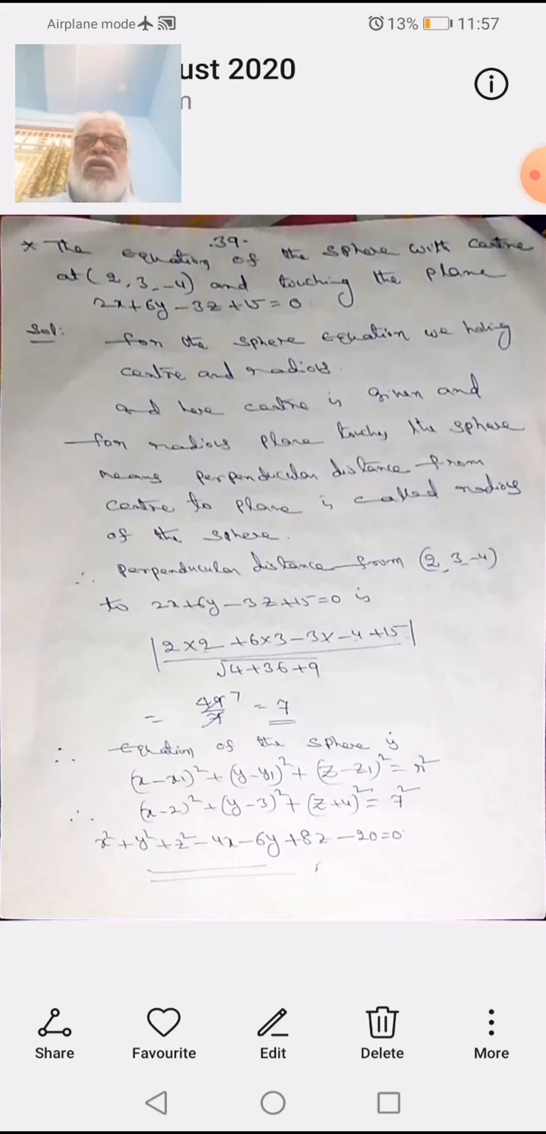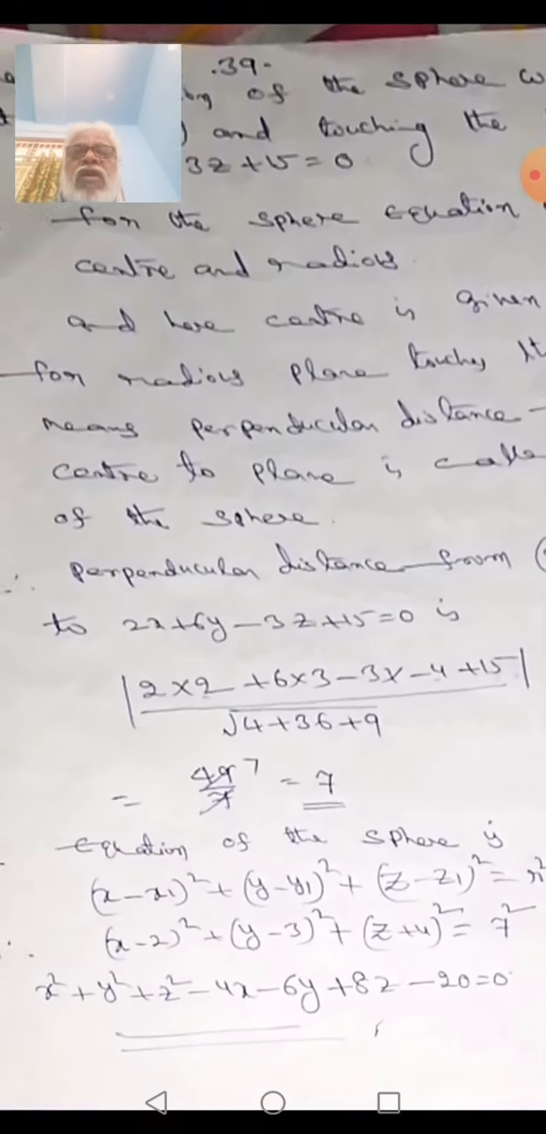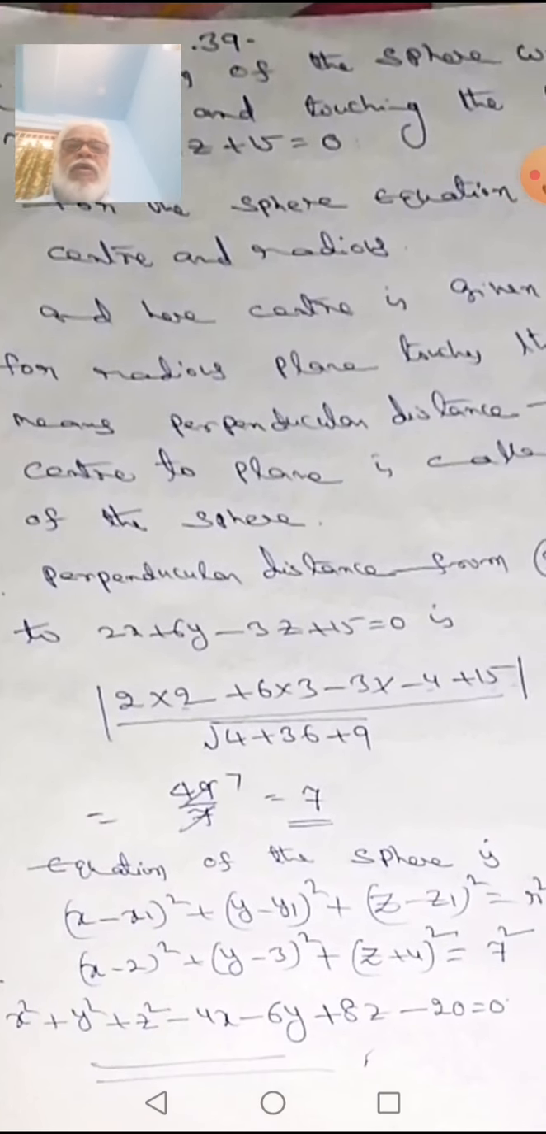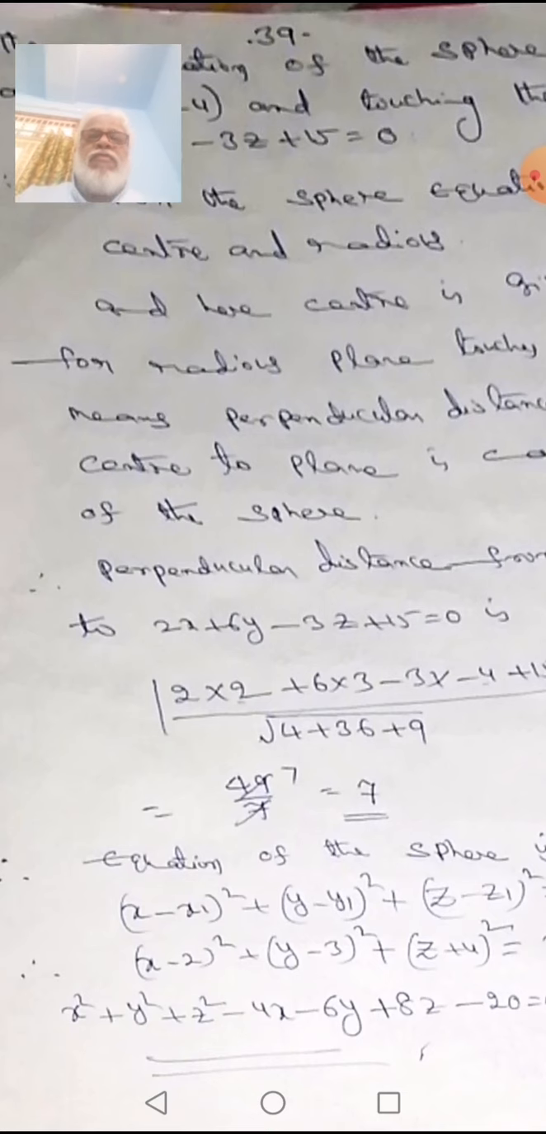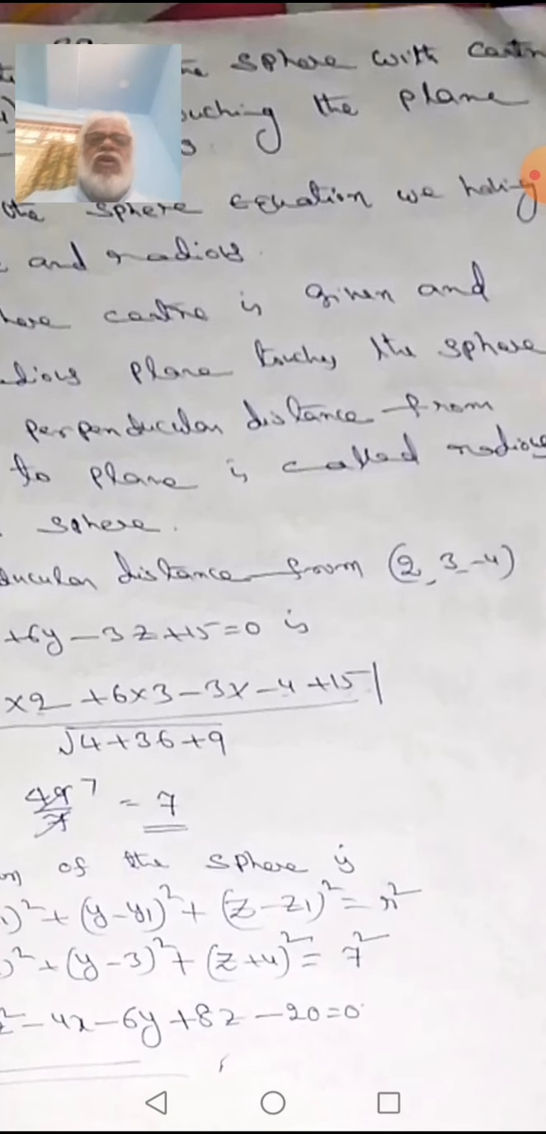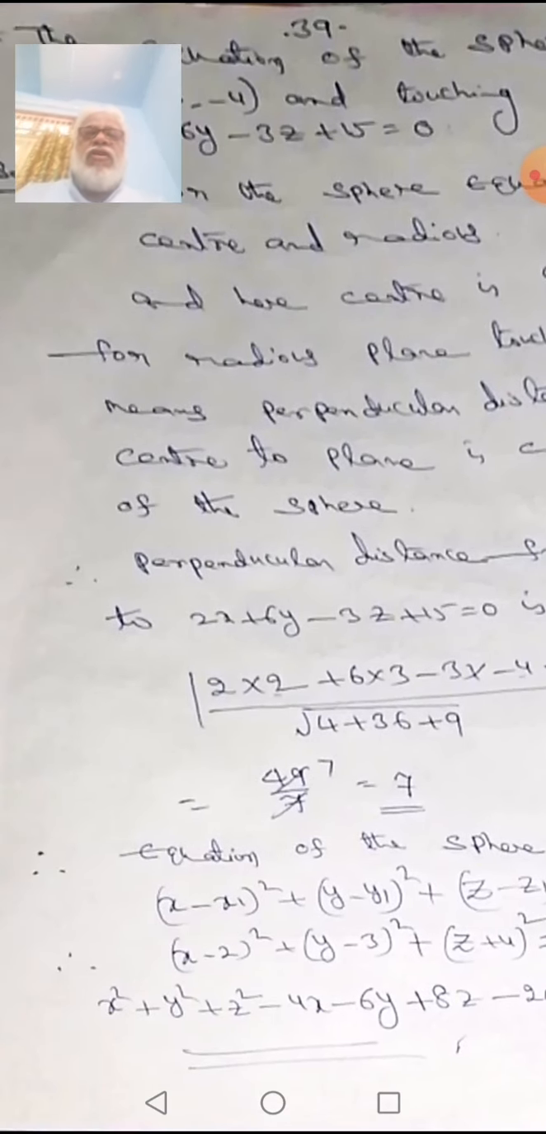Here the center is given, and for the radius, the plane touches the sphere, which means the perpendicular distance from the center to the plane is the radius of the sphere.